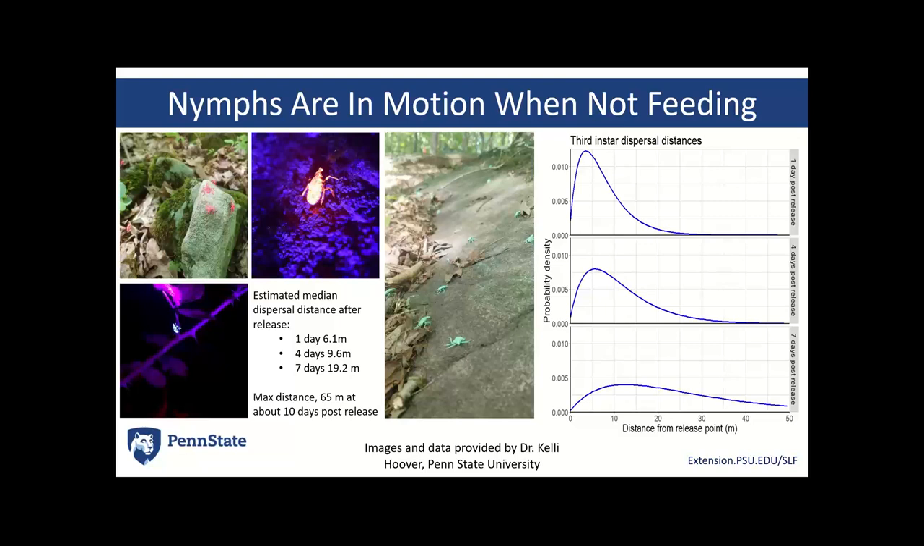This was a study that was done in a contiguous forest where the nymphs were rolled in fluorescent dye powder and then released and then, quote, recaptured by using ultraviolet lights at night. And that fluorescent dye powder lights them up like Christmas tree bulbs. And you can see from this slide here, the third instar, the dispersal distances after 7 days, we're getting out over 50 meters. And so 50 meters for something that's a quarter inch in size, that's pretty far. The max distance recovered on that was 65 meters at 10 days.